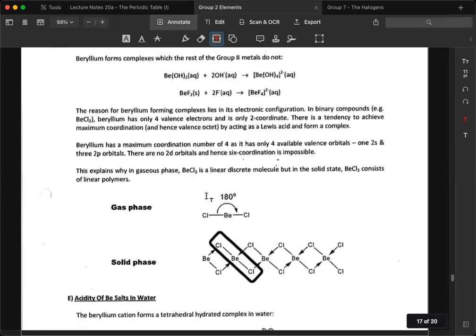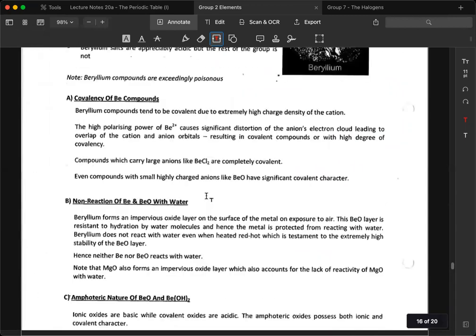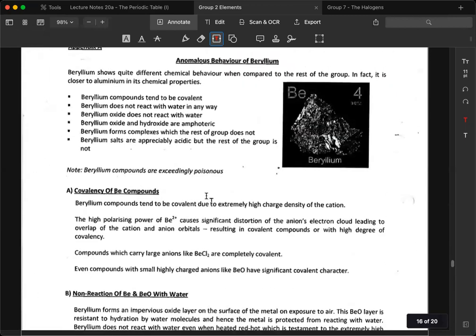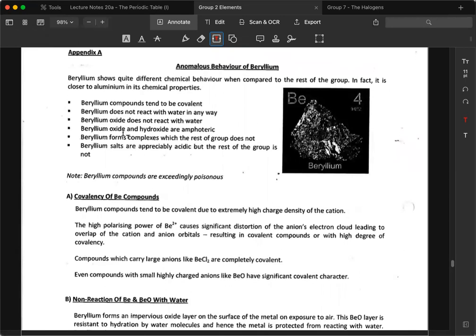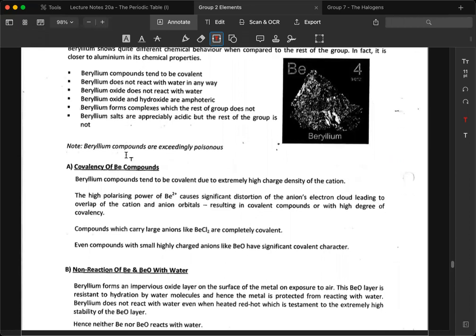But something interesting here, maybe I go through a bit about beryllium. Beryllium shows quite different chemical properties when compared to the rest of the group. In fact, it's actually quite close to aluminium in its chemical properties. Beryllium compounds tend to be covalent. They do not react with water. The oxide also does not react with water. The hydroxide and oxide are amphoteric. They form complexes, which the rest of the group does not. Beryllium salts are acidic, but the rest of the group is not.